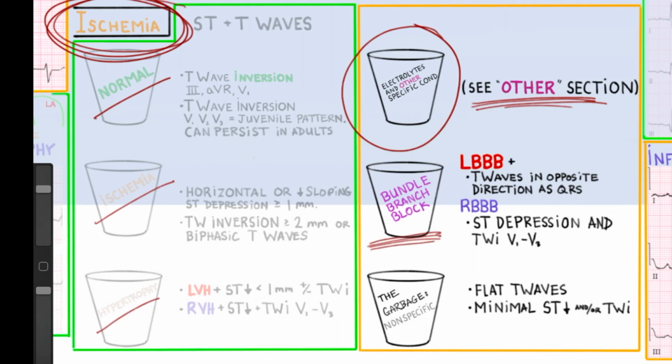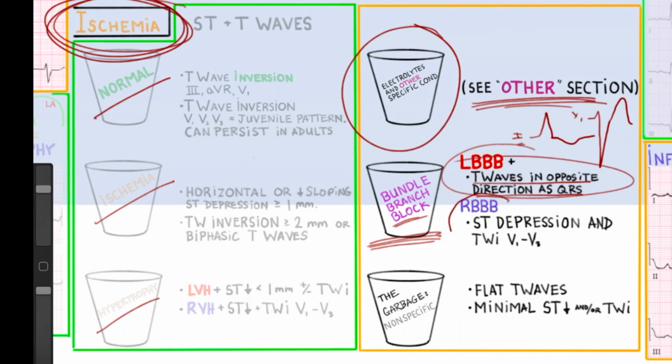Left bundle branch block, the T waves go in the opposite direction of the QRS. That's something to remember. When you see in lead 1 this big wide complex, you're expecting the T wave to be upside down in lead 1. Same goes for lead V1, where it's mostly a big negative complex in left bundle branch block, and then the T wave is in the opposite direction. So that's something to remember, that T waves are in the opposite direction of the QRS in left bundle branch block.